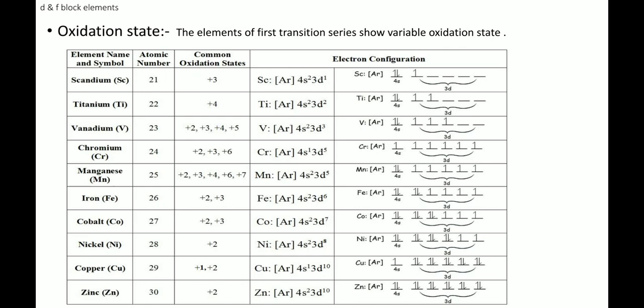Titanium can show +2, +3, +4. Vanadium can show +2, +3, +4, +5. Chromium can show +1, +2, +3, +4, +5, +6. Manganese +2, +3, +4, +5, +6, +7. Iron +2, +3, +4, +5, +6. Cobalt +2, +3, +4, +5. Nickel +2, +3, +4. Copper +1, +2, +3 and zinc +2 only. But here the more common oxidation states are given.